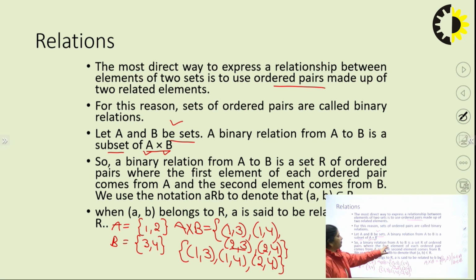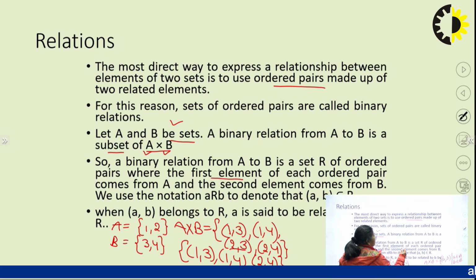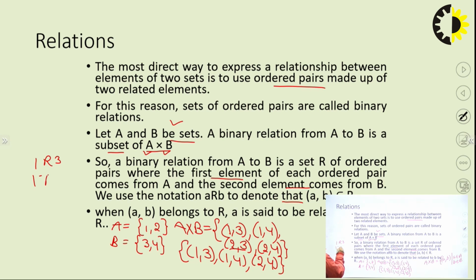A binary relation from A to B is a set R of ordered pairs where the first element of each ordered pair comes from A and the second element comes from B. We use the notation aRb to denote that (a, b) belongs to R. So when I talk about 1 dividing 3, I can represent this as 1 is related to 3, and 1 is related to 4. That is the way to represent a relation. So this is our relation definition.